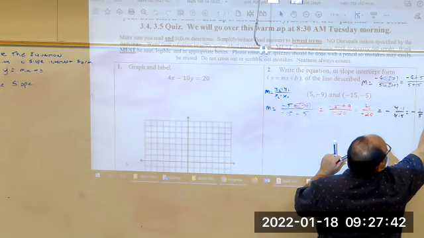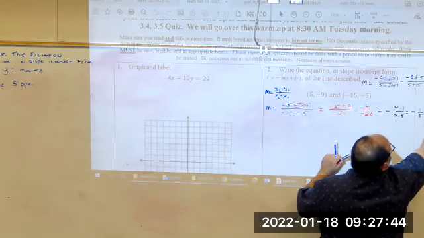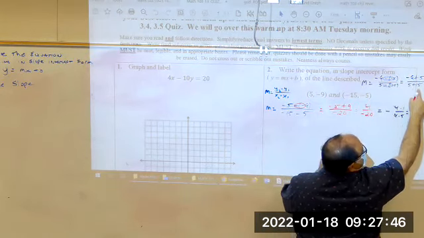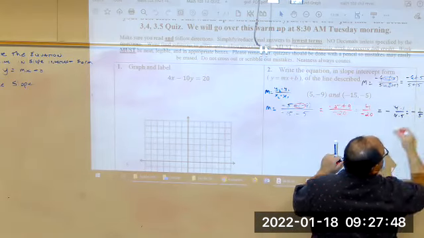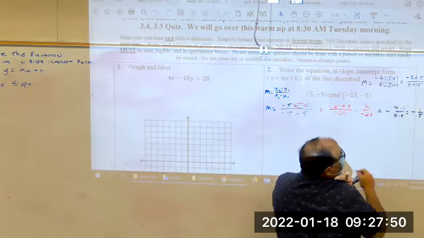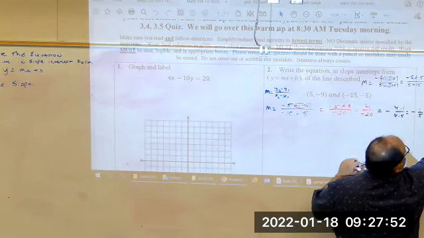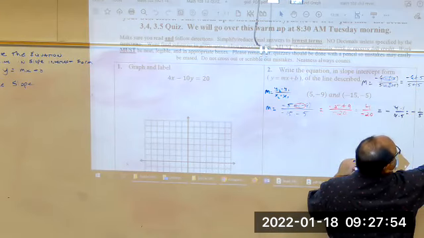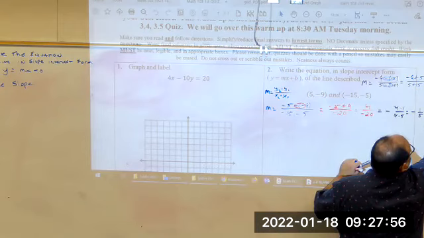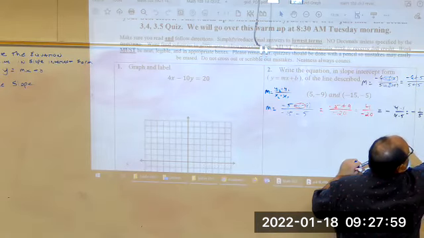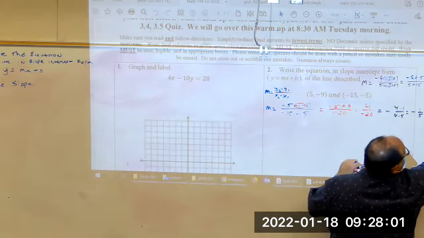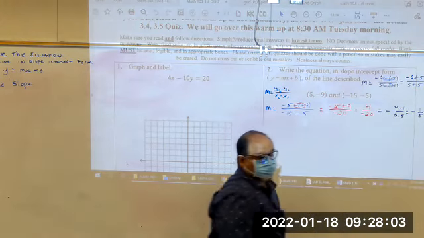-9 plus 5 is -4. -5 plus 15 is +20. A negative over a positive is a negative. 4 times 1 over 4 times 5. This is -1/5. Same slope.